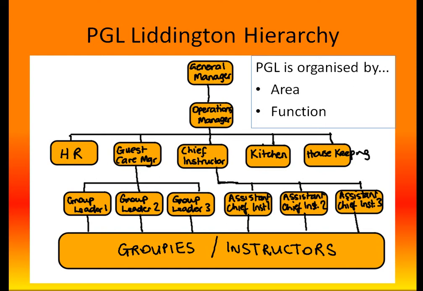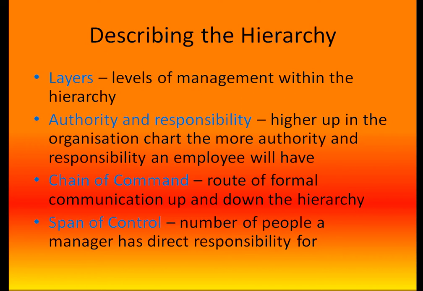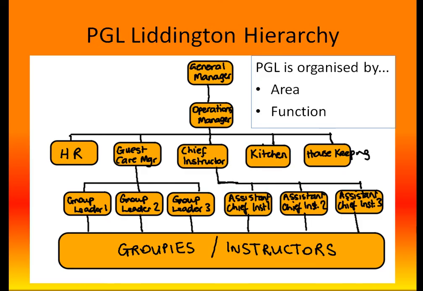So they're the formal channels of communication. It doesn't mean that these people can't talk at other times, it just means that this is the main formal way of communicating up and down the hierarchy. The last term is span of control, and that is the number of people a manager has direct responsibility for. It's the number of people directly below a manager in the hierarchy, and it is expressed as a number.